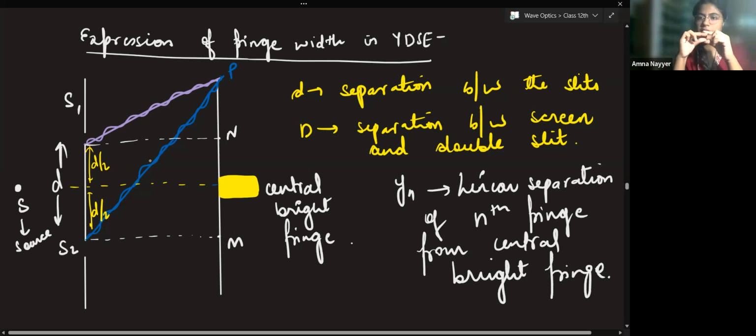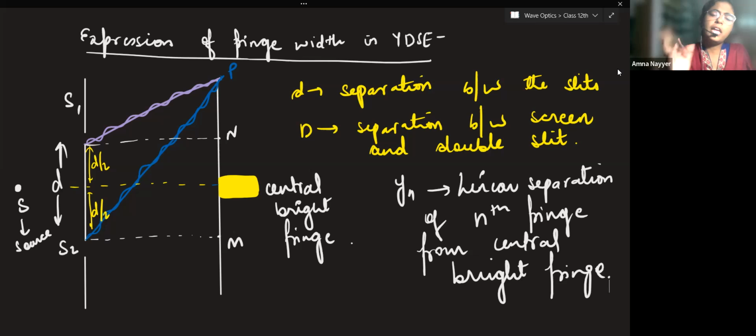Central bright fringe is there. So this is my reference now. Now I'll be obtaining dark fringe here, then bright fringe here, then dark fringe here. Like this, all the fringes will be present. Suppose I'm talking about this fringe that has been formed at this point. For this fringe, there will be a certain separation from the central bright fringe. That is known as the linear separation for any nth fringe.